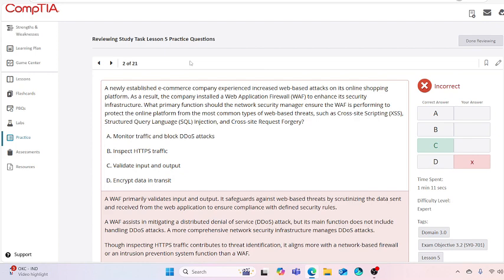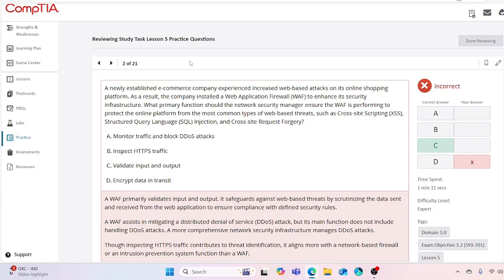A newly established e-commerce company experienced increased web-based attacks on its online shopping platform. As a result, the company installed a web application firewall to enhance its security infrastructure. What primary function should the network security manager ensure the WAF, the web application firewall, is performing to protect the online platform from the most common types of web-based threats, such as cross-site scripting, structured query language injection, and cross-site request forgery?